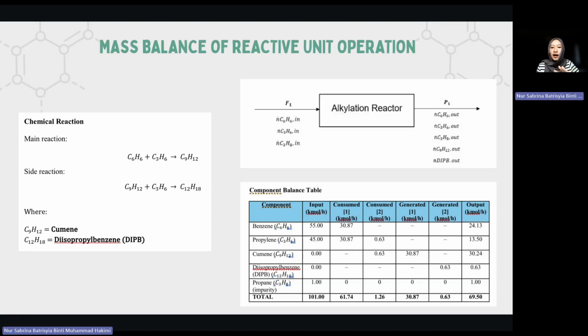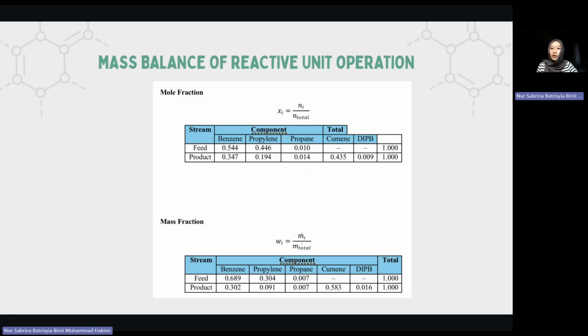First is the main reaction, which is the alkylation of benzene with propylene to form cumene, and the side reaction where cumene reacts with propylene to form diisopropyl benzene, or DIPB, which is an undesired byproduct. So using these assumptions, a component mass balance was performed to determine the outlet composition of each component. Then the mole fraction and mass fraction were calculated using these formulas to better understand the composition of both the feed and product streams.